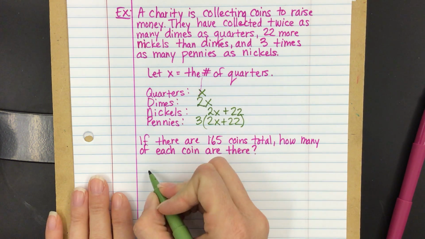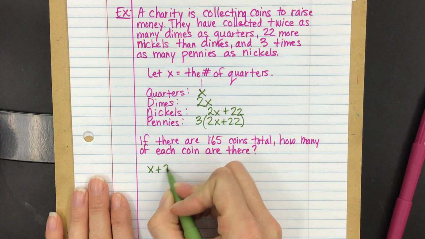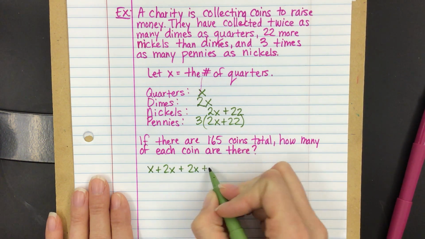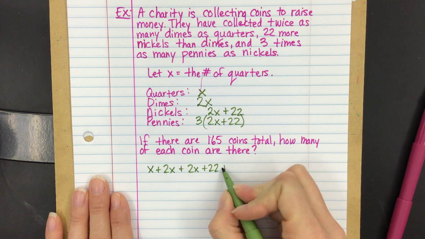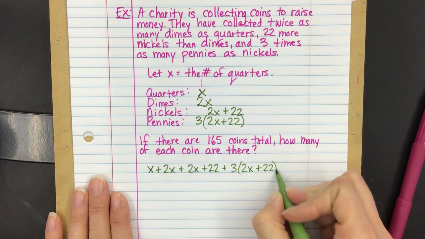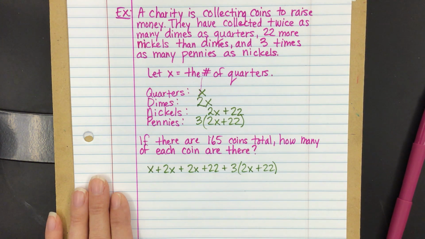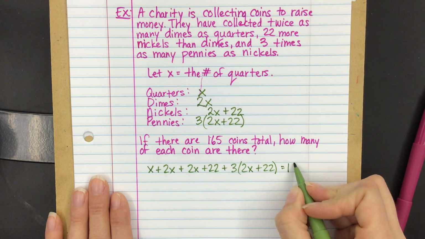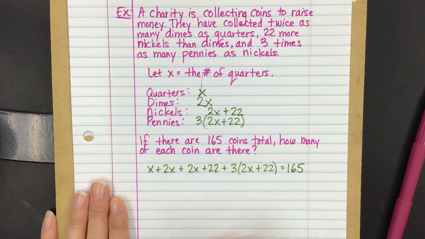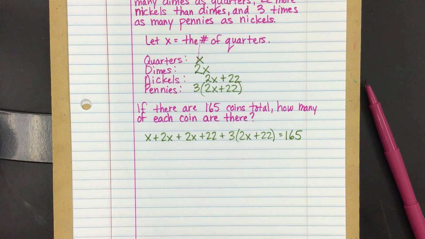So I'm going to take the quarters, x. I'm going to add the dimes, which is 2x. I'm going to add the nickels, which is 2x plus 22. I'm going to add the pennies, which is 3 times 2x plus 22. And it says that the total altogether is 165 coins. Does that make sense? We're adding up all the different kinds of coins and setting it equal to 165 because that's the total number of coins we have.